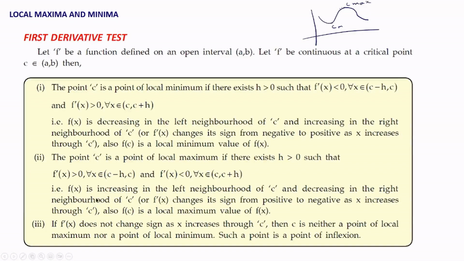So here f of x is increasing in the left neighborhood of C and decreasing in the right neighborhood of C, or it changes its sign from positive to negative. So here it is positive and here it is negative as x increases through C. If f dash of x does not change sign as x increases through C, then C is neither a point of local maximum nor local minimum, and it is called a point of inflection.